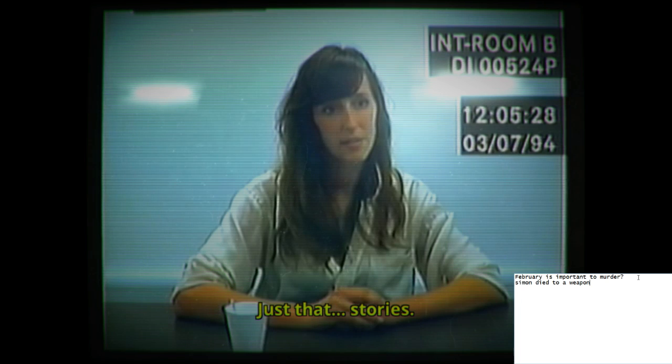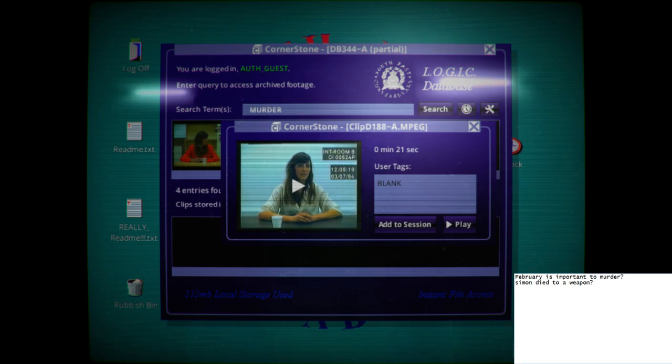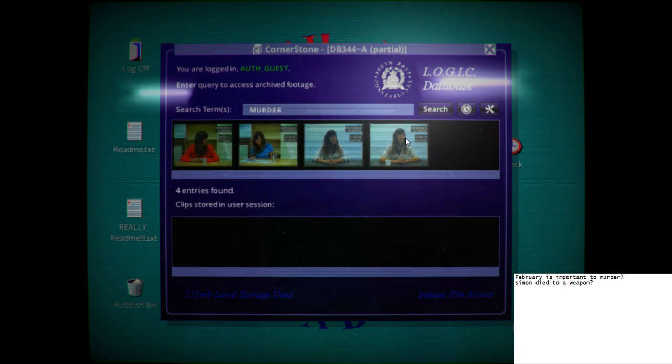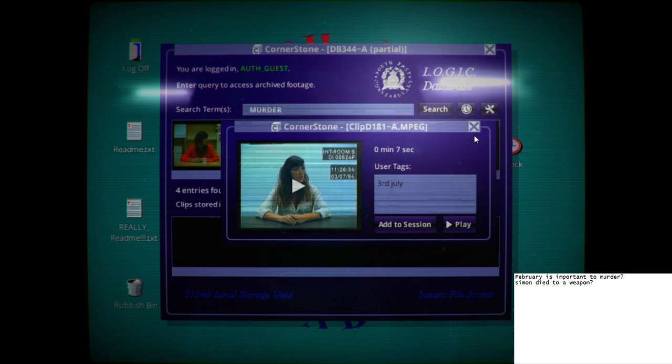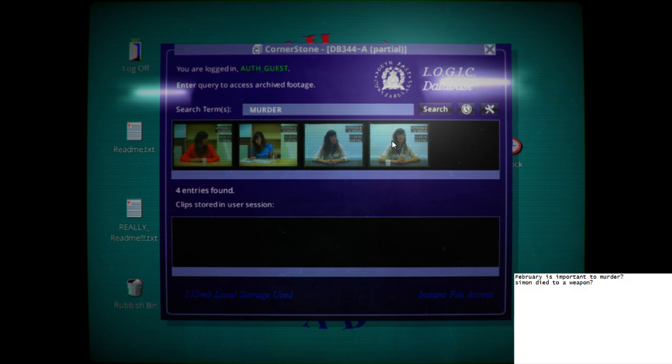Weapon. So Simon died to a weapon apparently. 3rd of July. We can just piece together things. So this was at 12:06 and then 30 minutes. I'd like to hear what these stories were in this time period. So let's have a search for February.